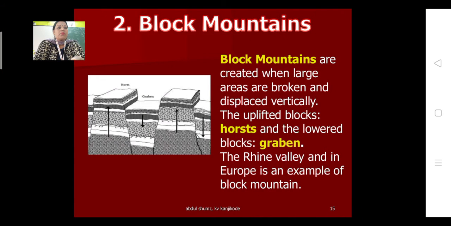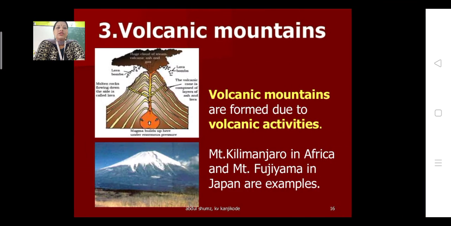Then we have block mountains. These block mountains are created when large areas are broken and displaced vertically, and the uplifted blocks are called horst and the lower blocks are called graben. These block mountains are also the result of internal processes which lead to sinking of an area and upliftment of another area. The Rhine Valley mountain and the Vosges mountain in Europe are examples of block mountains. So the third is volcanic mountain.